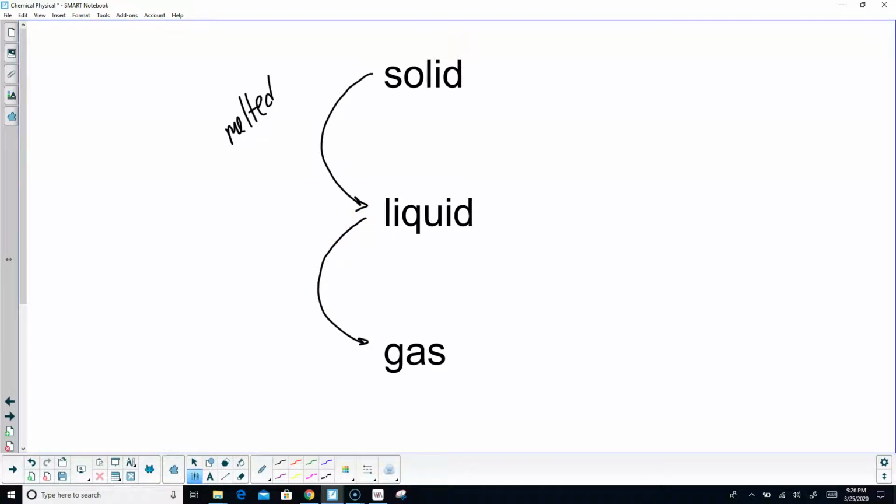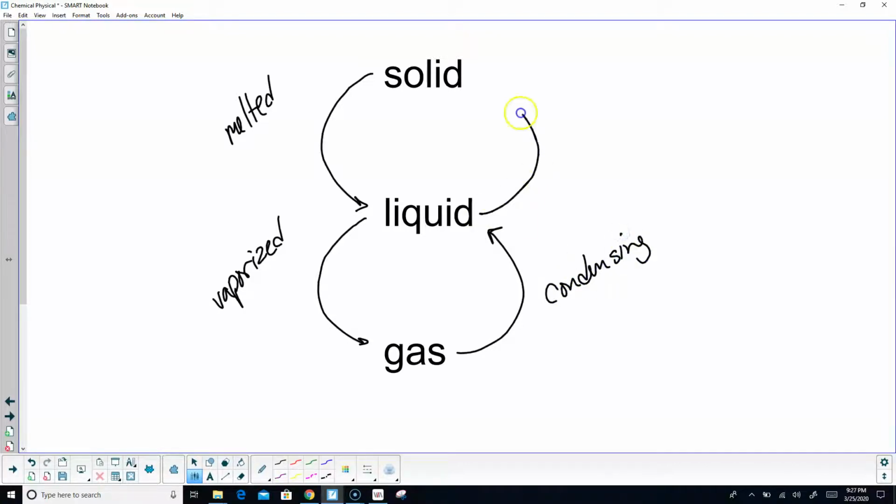Likewise, liquid going into gas, we call that evaporation or vaporized. Okay, vaporized became vapors. Likewise, you can have a gas turning into a liquid. Okay, gas turning into liquid, we said that it's condensing. And then finally, liquid turning into a solid. That's freezing. Okay, so all of these, we're going to say phase changes.